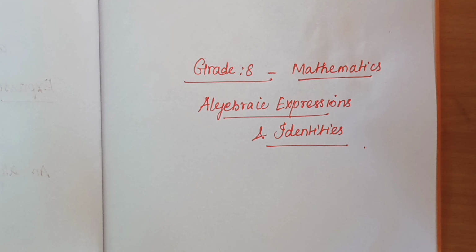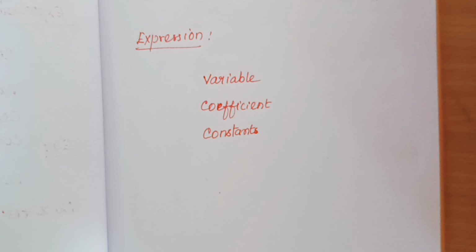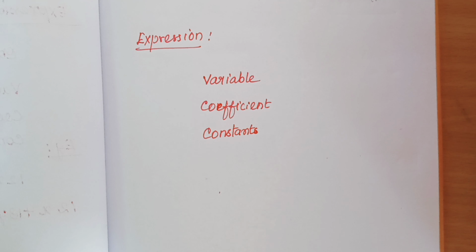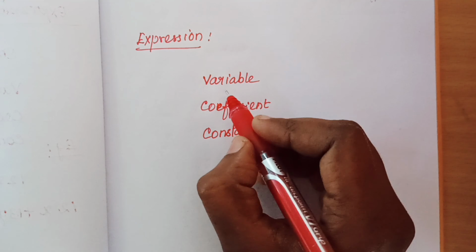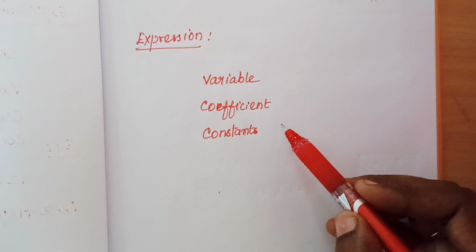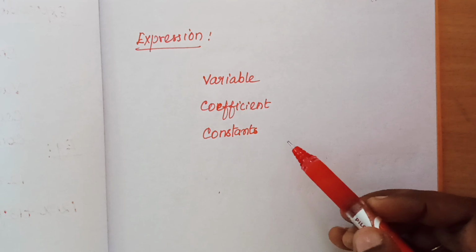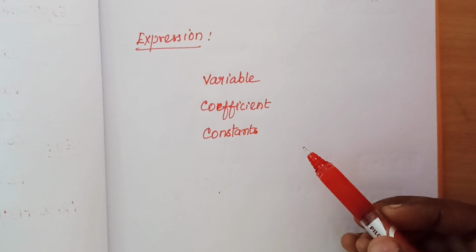Once I say expression, you will say facial expressions, right? No. In Maths, expressions are somewhat different. I'll explain what you mean by expression. Expressions follow three cases: variable, coefficient, constants. Variable, coefficients, constants. Let me tell you what you mean by expressions.